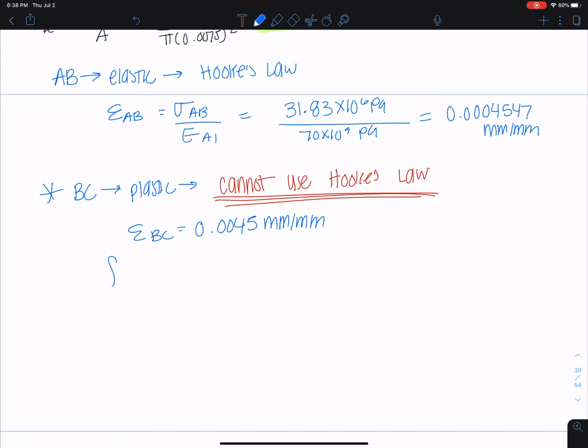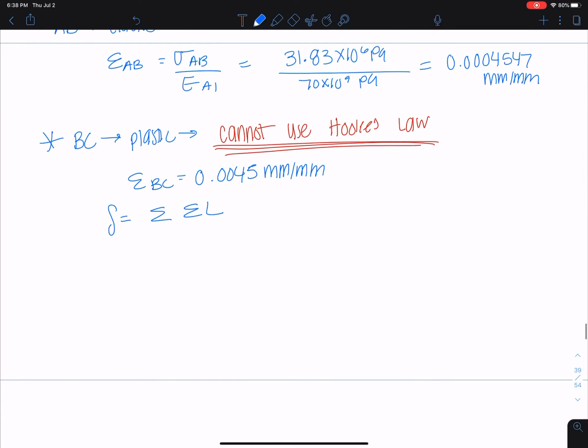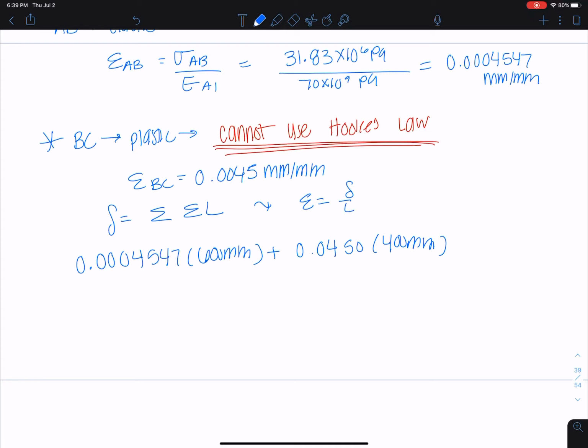And we can now say that delta is equal to the sum of strain times our lengths, right? So we have 0.0004547 times that 600 millimeters, plus 0.0450 times 400 millimeters, right? This equation is the same as the one I had just written. And we get a total of 18.3 millimeters.